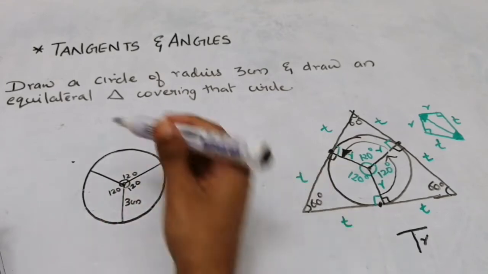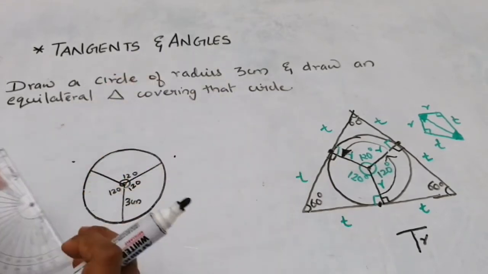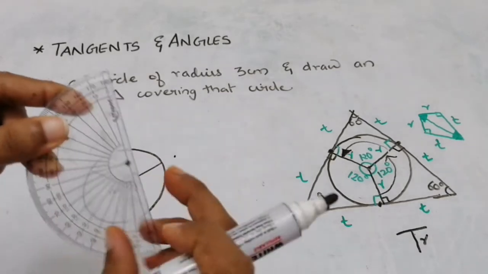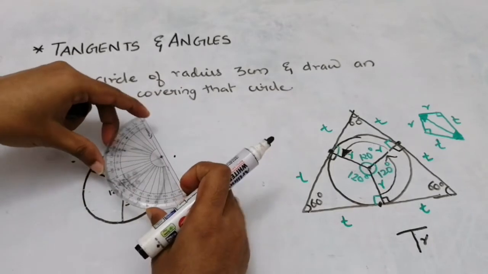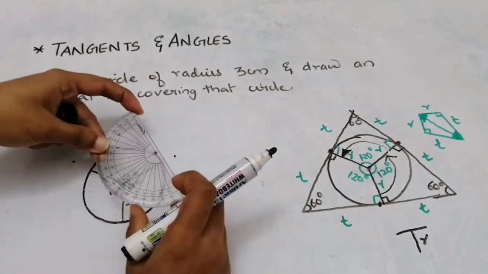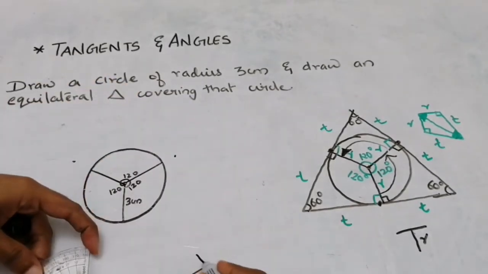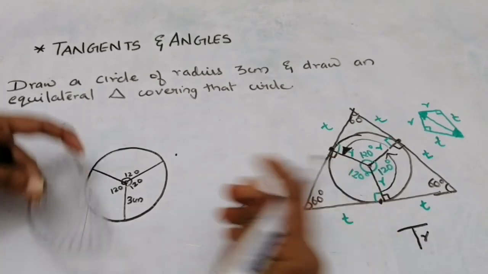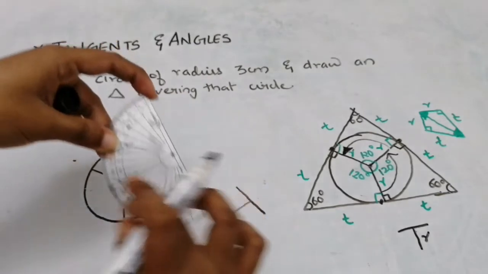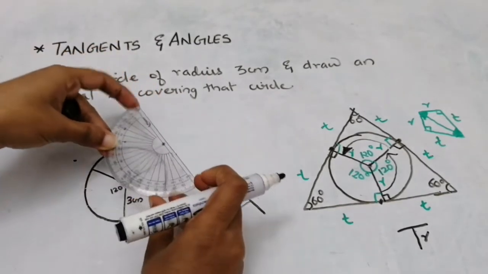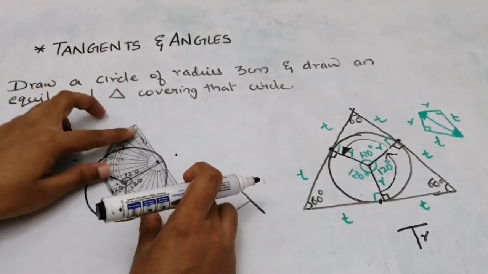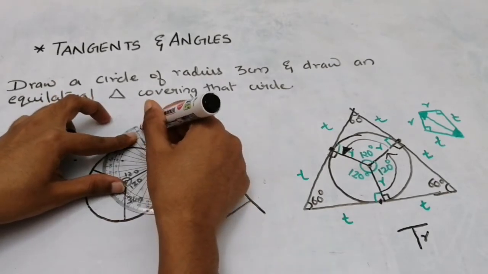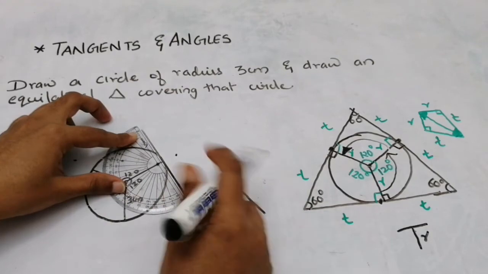Now we want to draw the tangent. So how it's easy is, you can see this 90 degree line. You just place that 90 degree line exactly on this line, because we want a T shape like this, see, we want a T shape. So here is our T shape on your protractor. So just place this 90 degree line exactly like this, and then you just draw the line, okay.